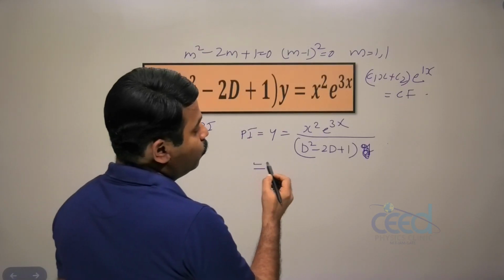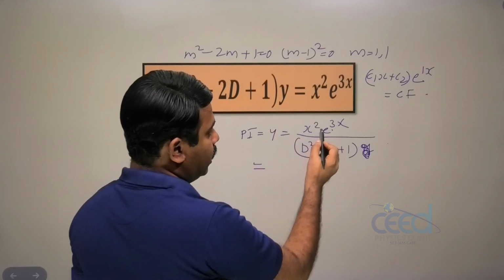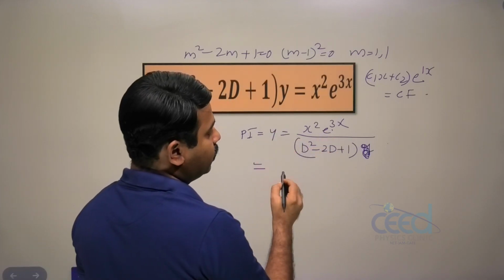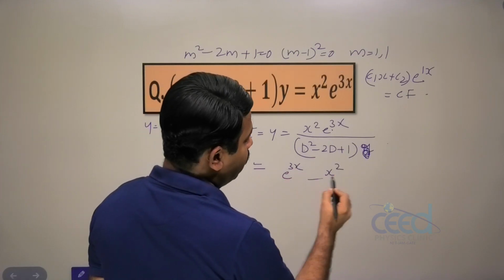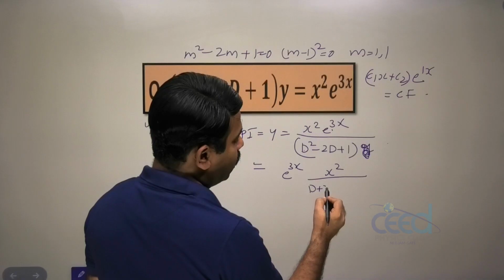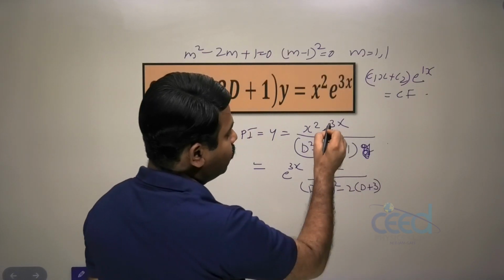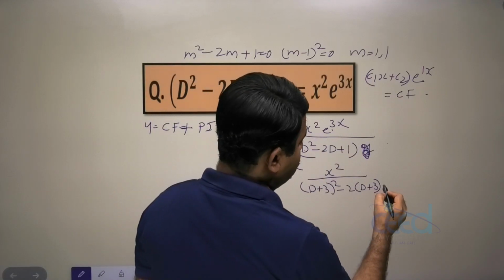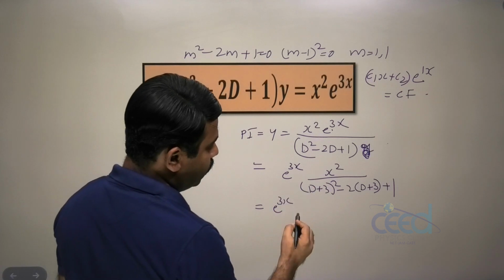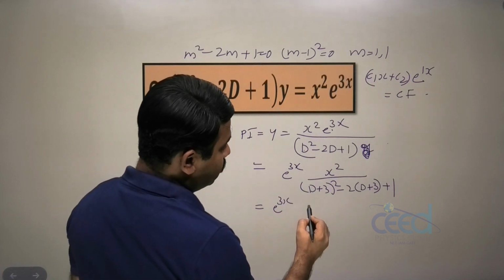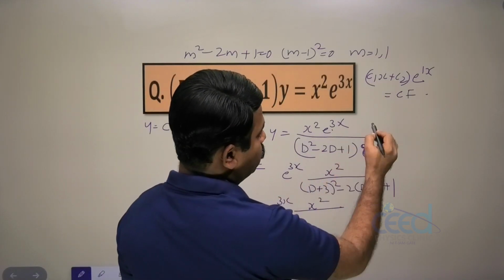Right? Now what I told you: first e raised to 3x you take out, then all the d you add with 3. So e raised to 3x I have taken out, x square I am keeping here, now d plus 3 the whole square comes here, minus 2 into d plus 3, all d added with this coefficient 3, right, plus 1. Now e raised to 3x I have taken out, am I right? Then x square divided by, you expand this, see d plus 3 whole square what?